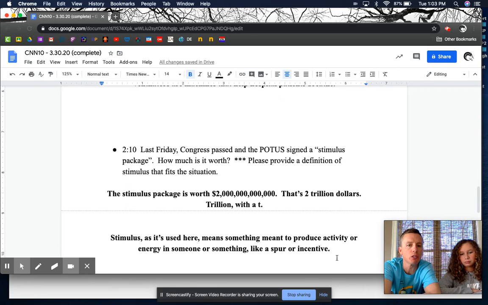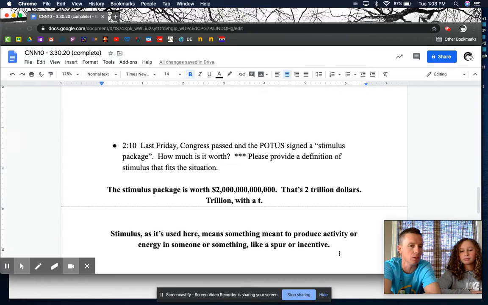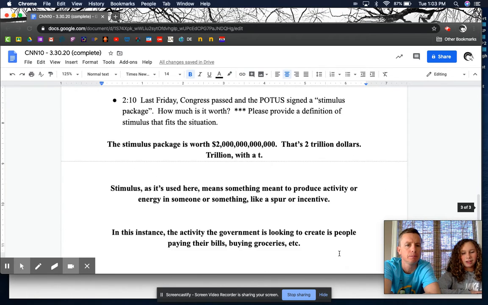Yeah. So it's something that spurs something on. You know what spurs are? Like they're on the back of cowboys' shoes. What do they use them for? They kick the horses to get them to move. So we're not using spurs on our feet, but this stimulus is meant to spur the economy. Can you explain any more about that? Make the economy move.